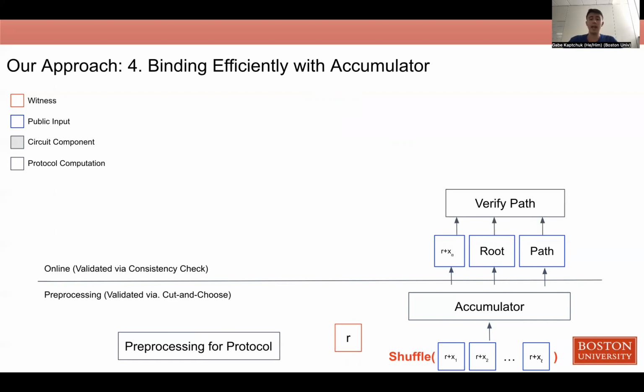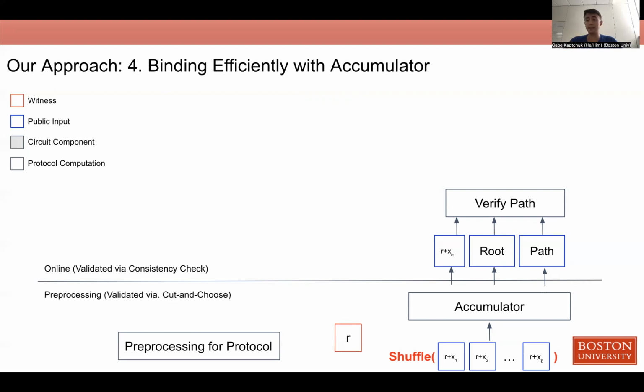Additionally, we can check to make sure that this R plus X alpha really did come from the pre-processing. And we can do that check without having to use any of the MPC-in-the-Head techniques. It can happen completely in parallel. So we're going to give a root, a path, and R plus X alpha, and verify that these correspond to the pre-processing that happened during this run.